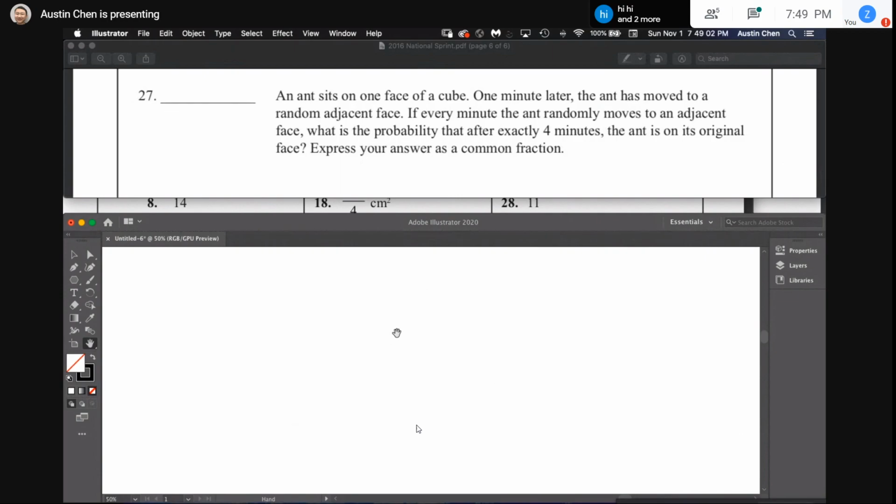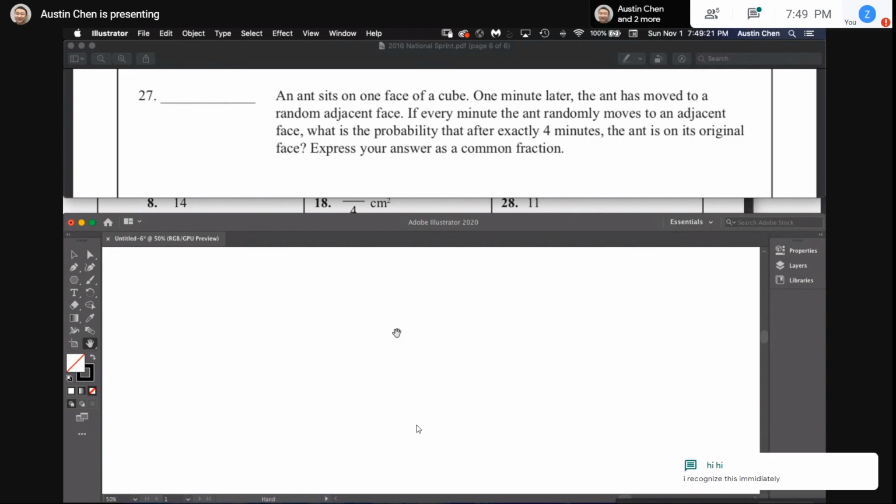Okay. An ant sits on one face of a cube. 1 minute later, the ant has moved to a random adjacent face. If every minute the ant randomly moves to an adjacent face, what is the probability that after exactly 4 minutes, the ant is on its original face? Express your answer as a common fraction.